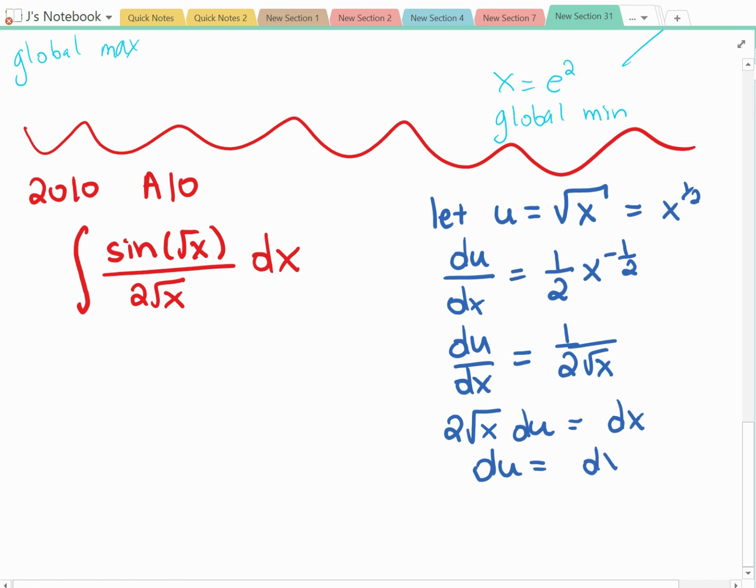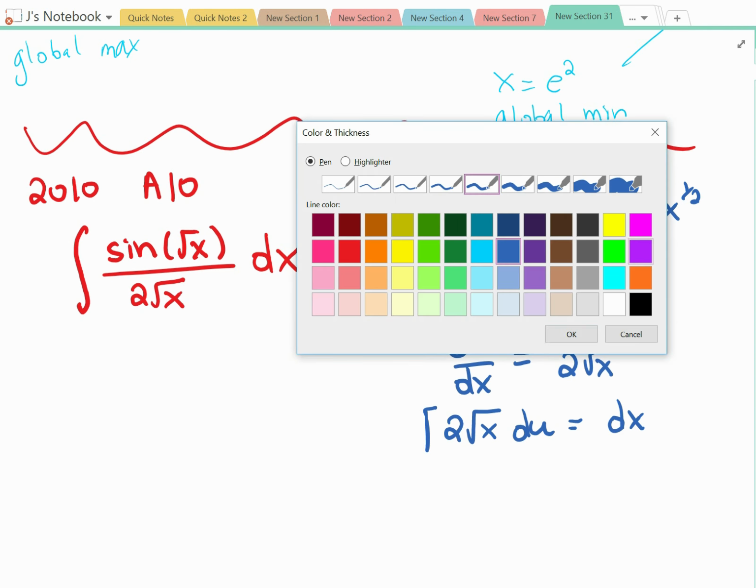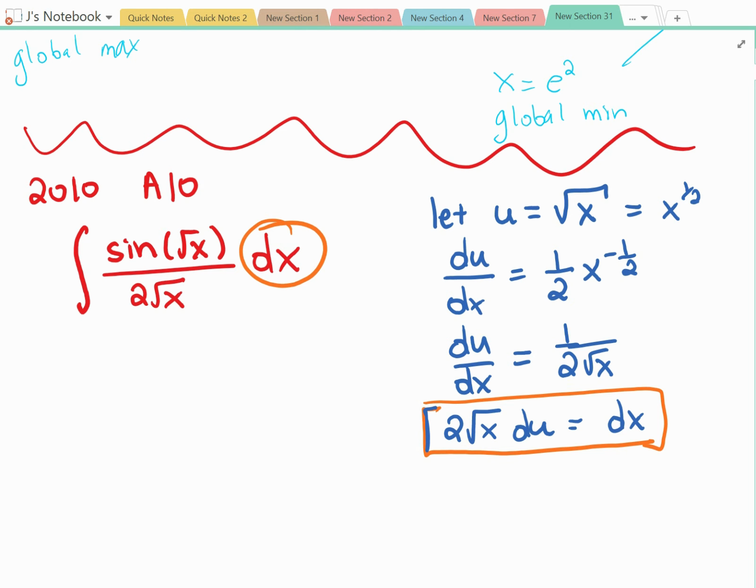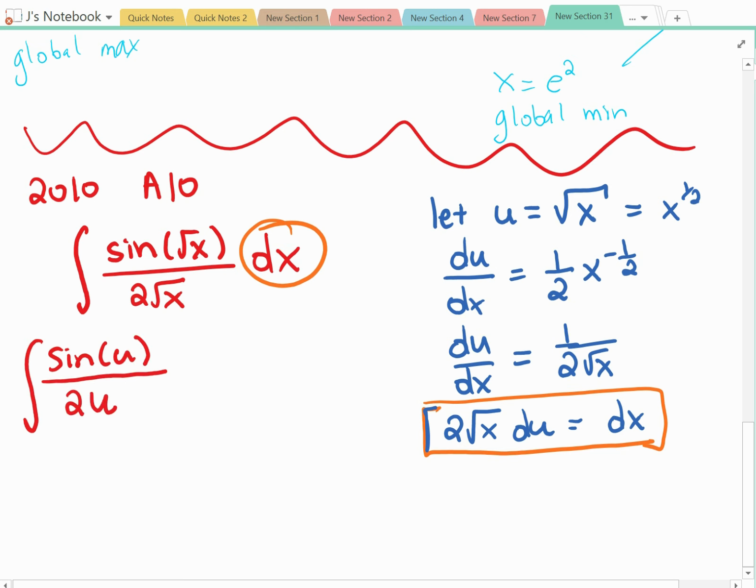Just get dx by itself. So now we'll replace dx by that expression. So we'll have integral of the sine of u divided by 2 times u, times 2u du, because this root of x here is also u. It's also what we substituted.